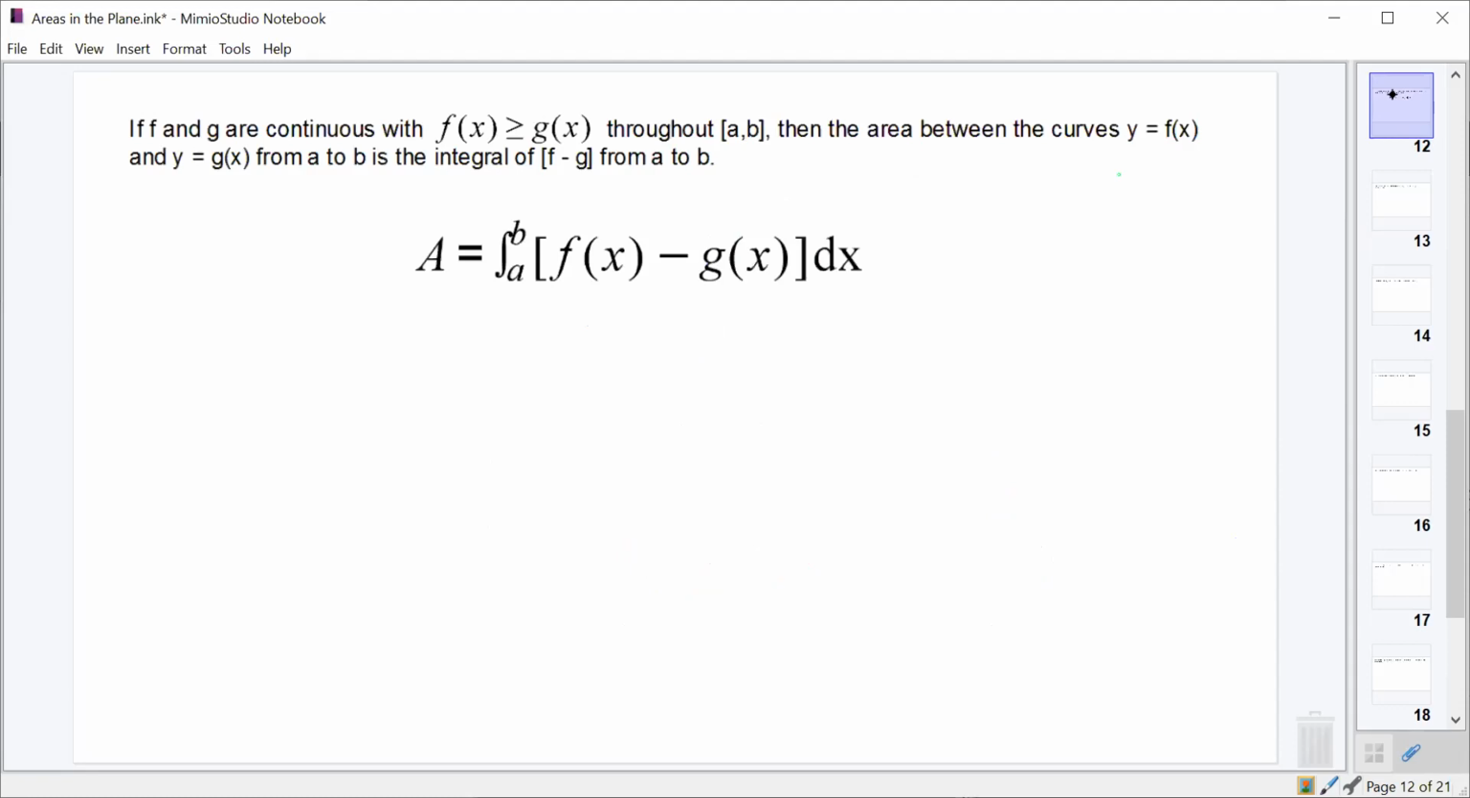All right, so this right here is what I just went through. If f is greater than or equal to g on the interval, then the area should just be the integral from a to b of f minus g. I think we should all be good there and ready to start.